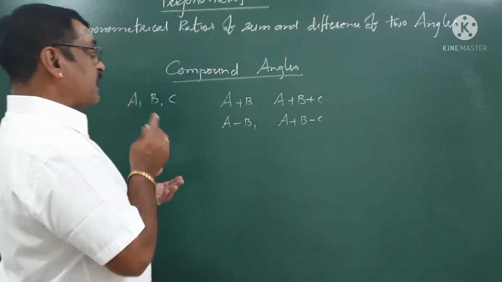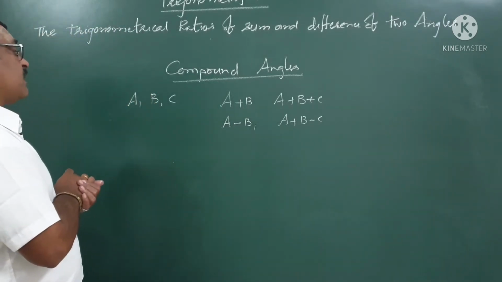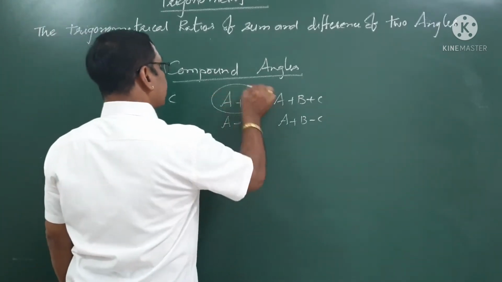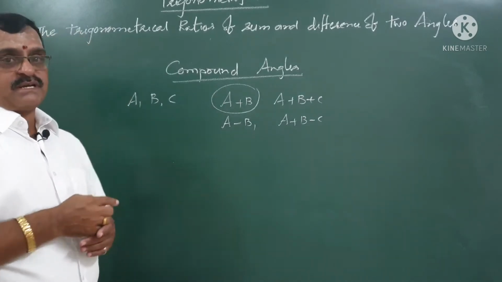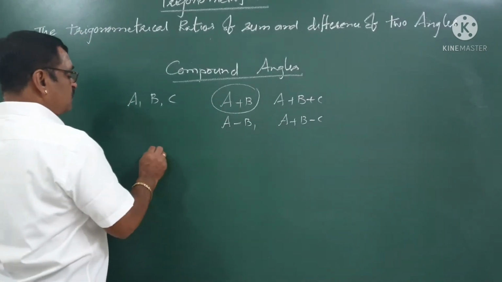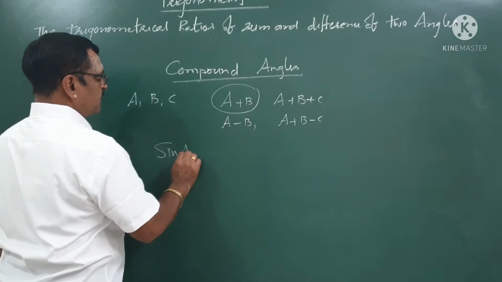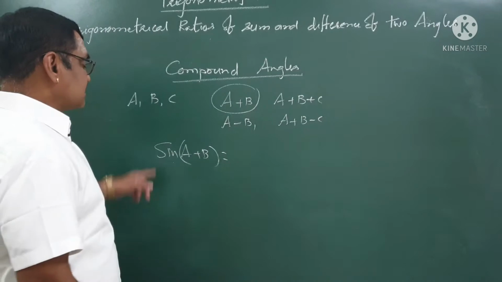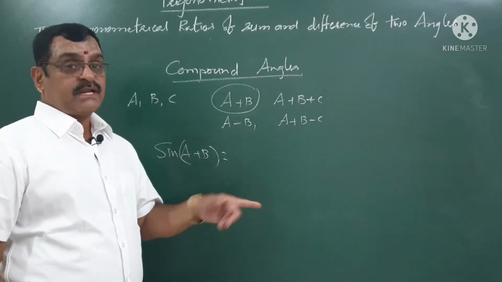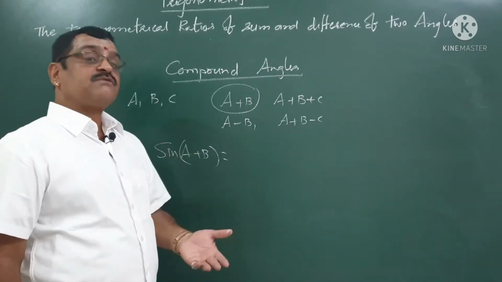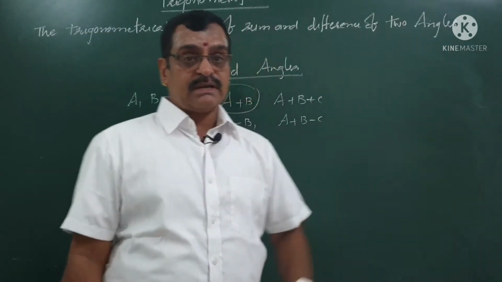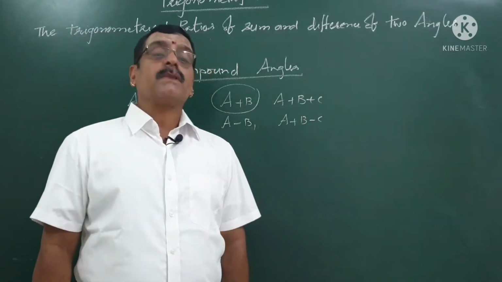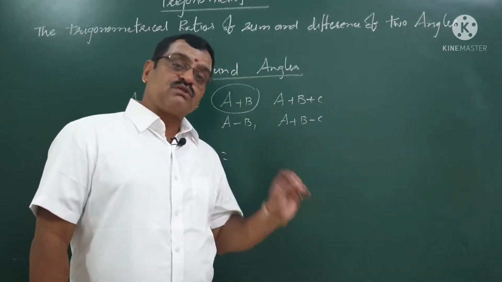Now, in this chapter, I am going to find the value of the trigonometric ratio for A plus B. That means, for example, sine of A plus B. I am going to express the sine function of A plus B in terms of sine and cos functions of A and B individually. So, in this case, we have some identities. In this lesson, I am going to prove those identities first.